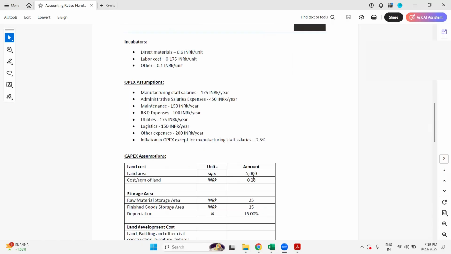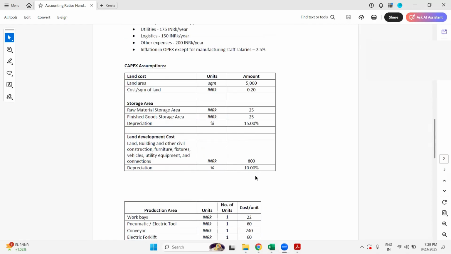Then, guys, let's move forward. Then we have capex assumptions. Earlier the capex assumptions were related to the number of months for which a particular capex will roll out. But here we have the amount, how much we require as capex expenditure. First of all, guys, I am going to purchase the land in this particular case study. The land area that I require is 5,000 square meters, and the land cost is 0.20 INR thousands per square meter of land.